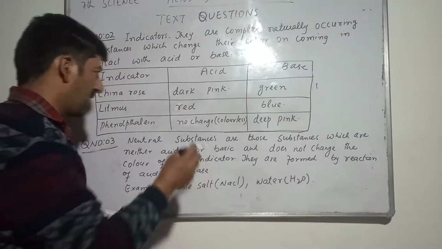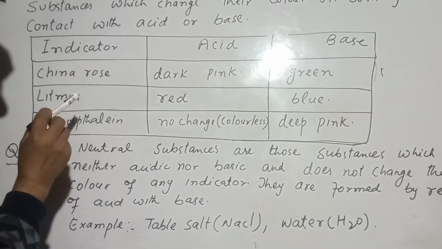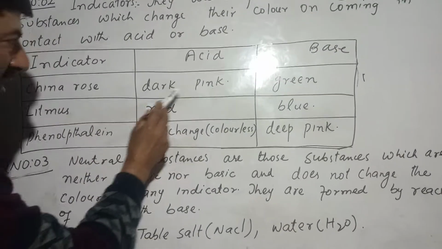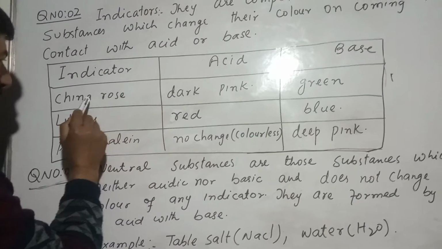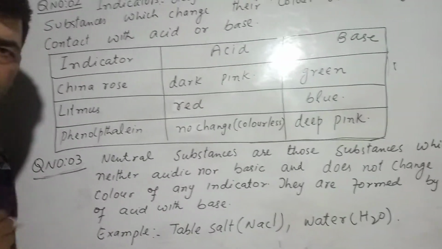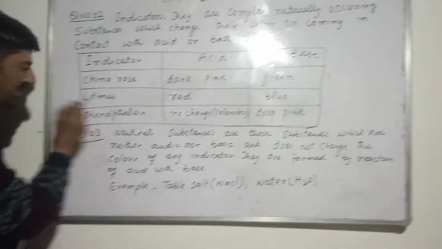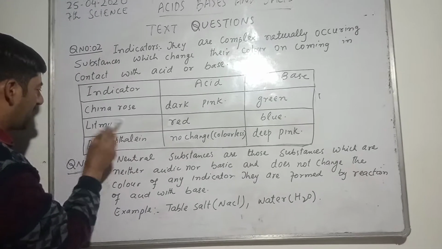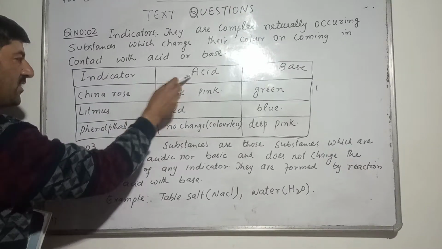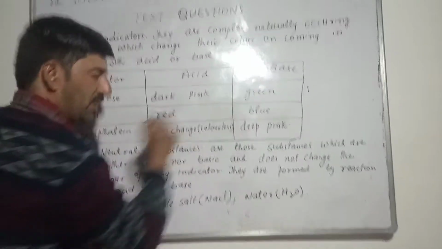So here we have written China rose. China rose is an indicator. When it reacts with acid, its color changes to dark pink, and in basic solution the color of China rose changes to green. Second most important indicator is litmus. In acidic solution, blue litmus turns red, and in basic solution, red litmus turns blue.